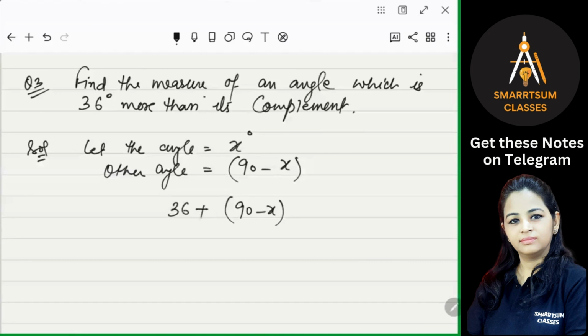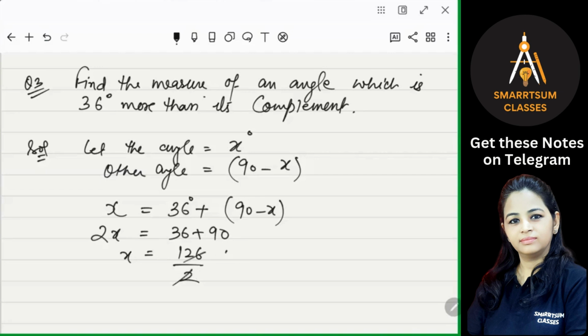That means 36 plus 90 minus x is equal to x. So x is equal to 36 degrees plus 90 minus x. This is your equation. Now you can solve for x. So 2x is equal to 36 plus 90. Getting that? So 36 plus 90 is 126. 126 divided by 2 is 63.